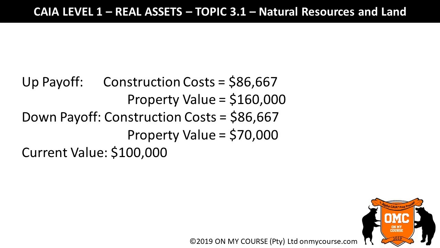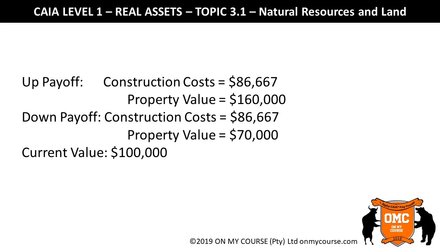And so in this particular example, the up payoff is 160,000. The construction costs stay the same at 86,667. The down payoff is a property value of 70,000, where the construction costs are the same, 86,667, and the current value of the property is 100,000.